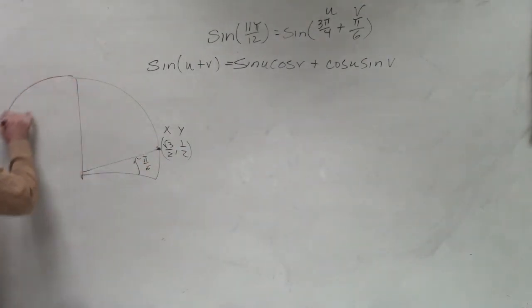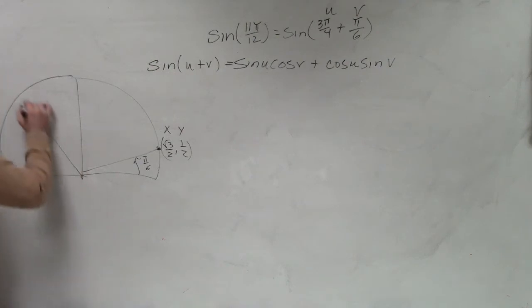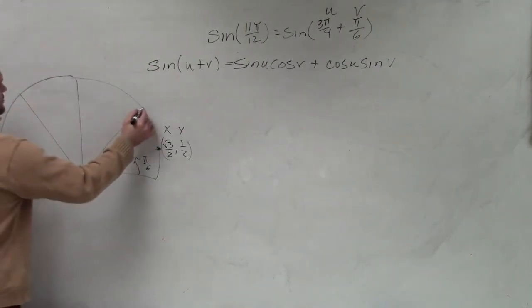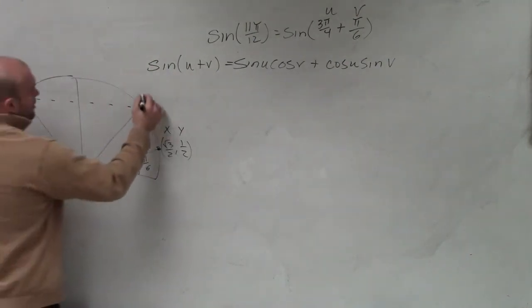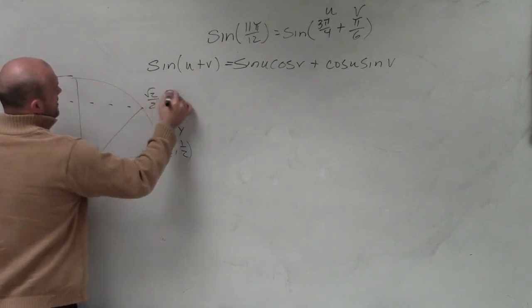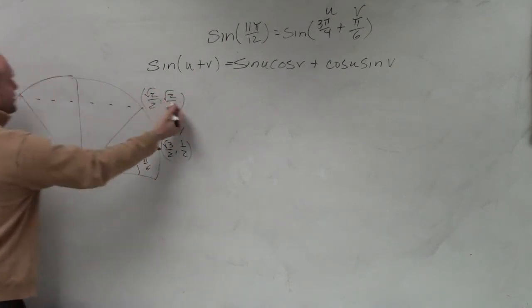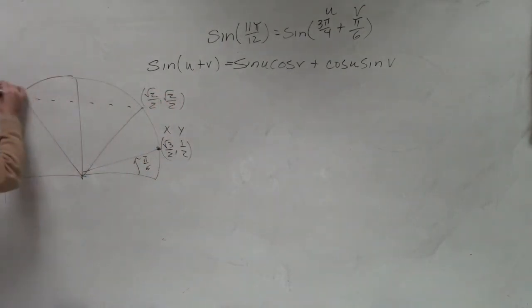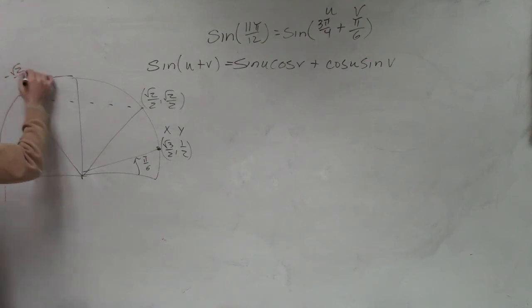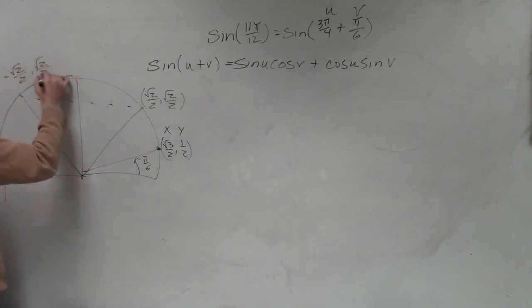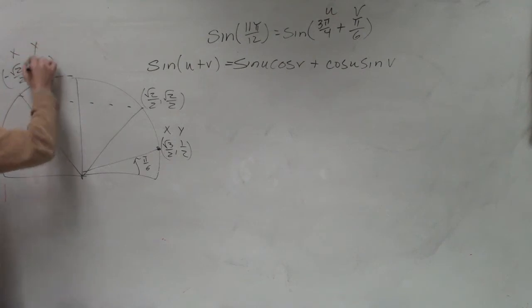At 3 pi over 4, that's going to be in the second quadrant, and it's a direct reflection of pi over 4, which has the point square root of 2 over 2, comma, square root of 2 over 2. However, that's pi over 4. 3 pi over 4 is the reflection of that, which would be negative square root of 2 over 2, comma, square root of 2 over 2. And again, that's your x and your y coordinates.